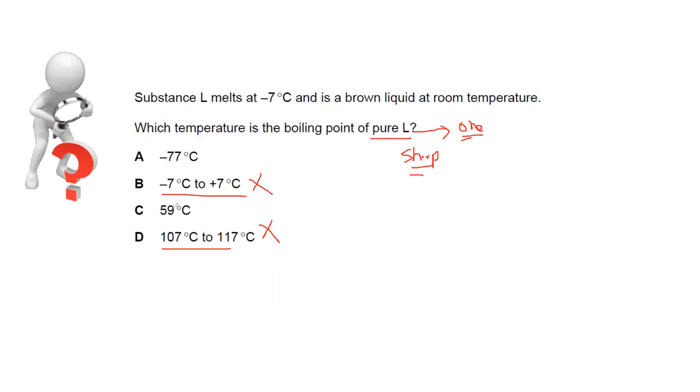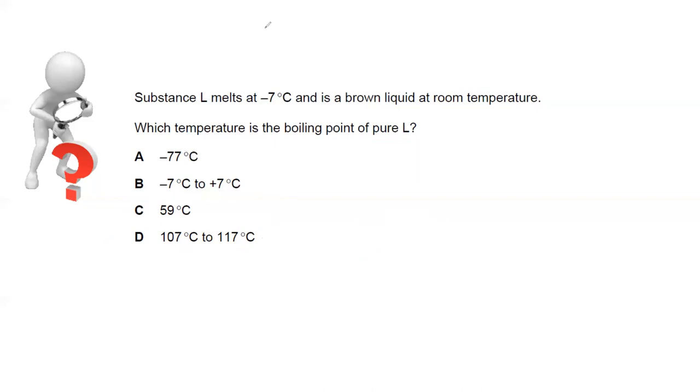What about A and C? If the melting point is minus 7, the boiling point is always higher than the melting point. A boiling point cannot be lower than the melting point. So it cannot be minus 77, because minus 77 is less than the melting point. So the correct answer is 59 in this example. So C is the right answer. Is it clear?